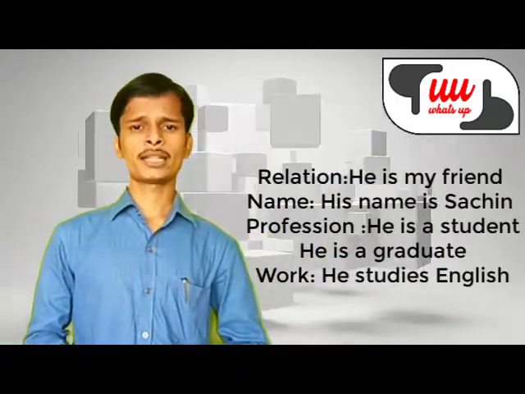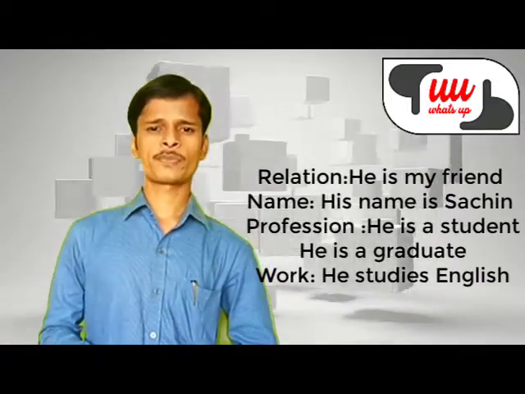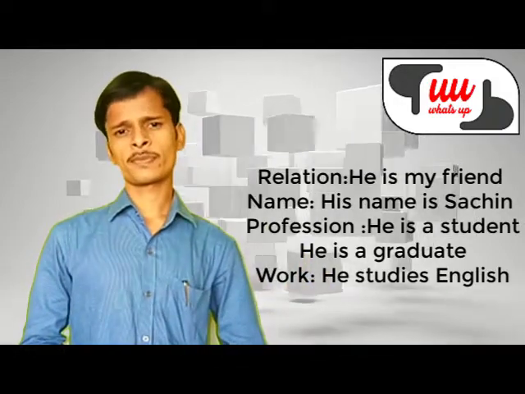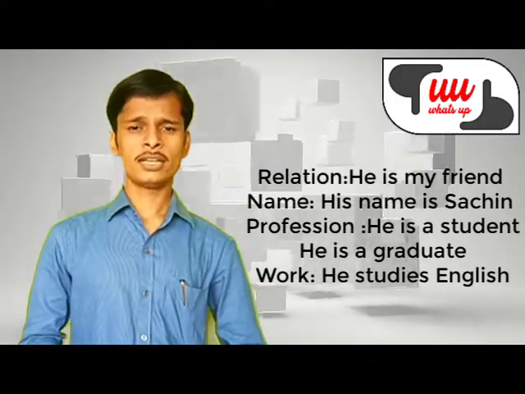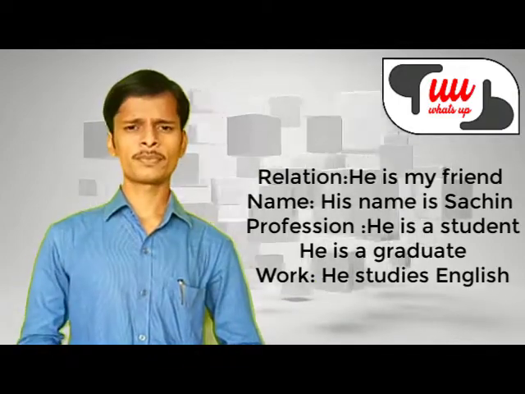And also you can talk about your friends. For example, he is my friend. His name is Sachin. He is a student. And he is a graduate. He studies English. He helps needy people. And so on. You can talk about n number of things with the help of these three parts of speech: noun, pronoun and verbs. So once you understand these three things, these three aspects, you can start speaking English very well. And you can go on trying. Every time you can introduce anybody, anywhere, anytime.